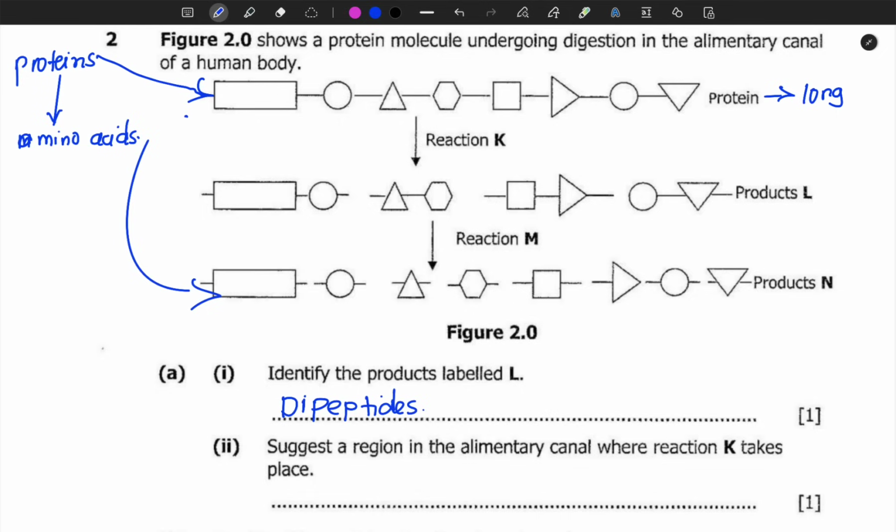Then suggest a region in the alimentary canal where reaction K takes place. Reaction K is the first part of the digestion of proteins. This occurs in the stomach, because we know that the digestion of proteins starts in the stomach. Then reaction M is the completion, and the completion of digestion occurs in the small intestines. Now, since K is the starting of this digestion, therefore we'll say stomach.